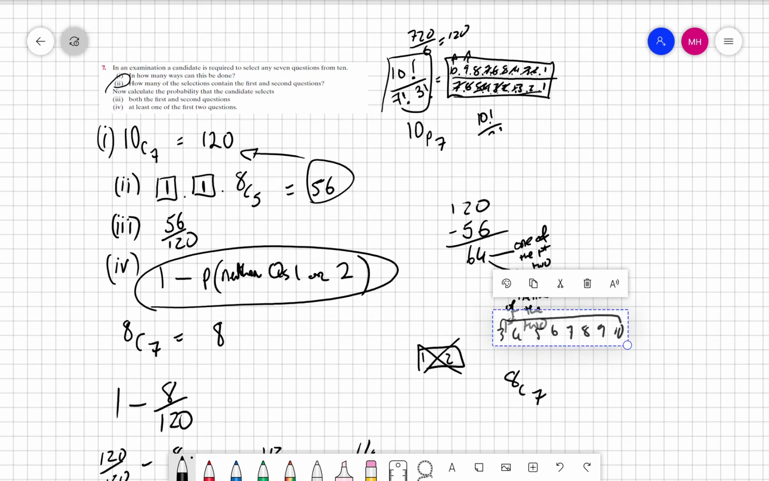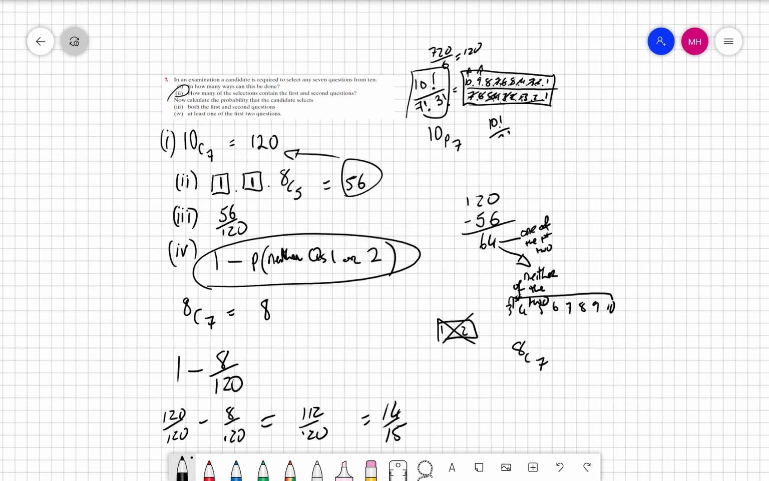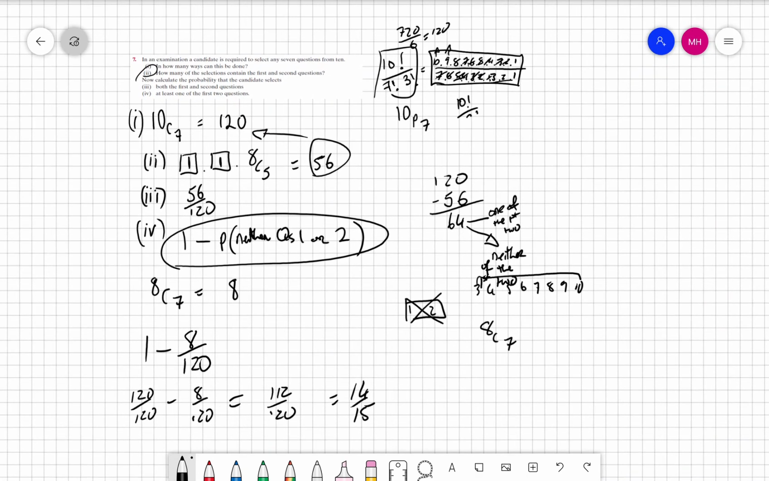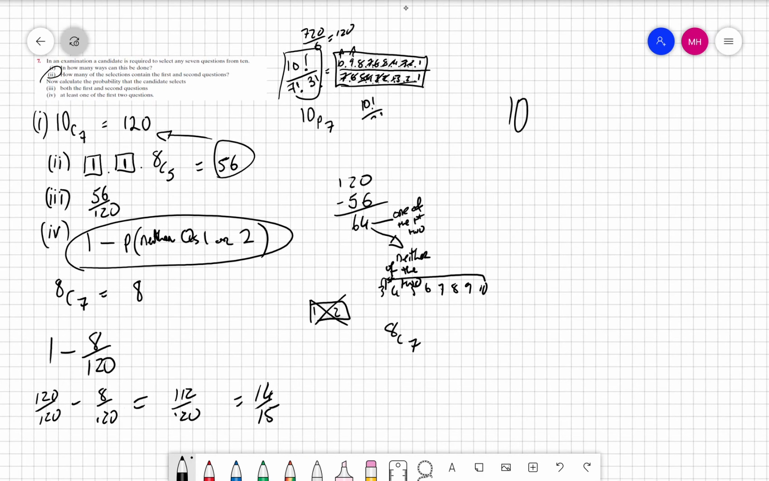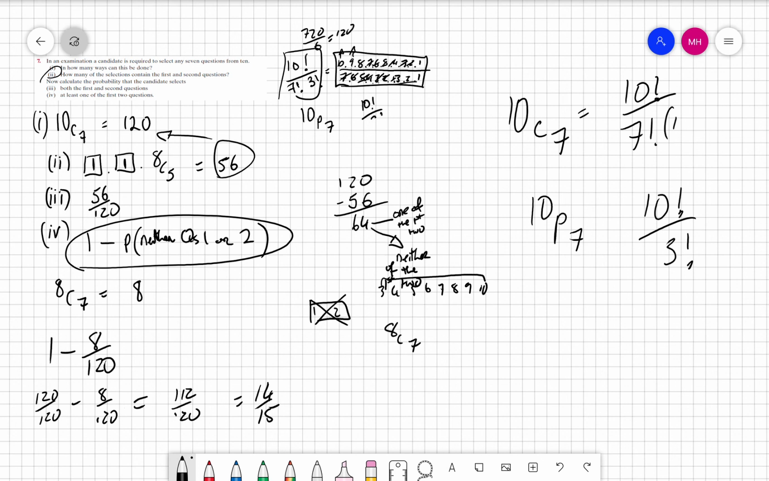So I went off on a bit of a tangent there at the start, but no harm to understand what these buttons are doing. Just to say that again, 10C7 is going to be 10 factorial over 7 factorial by 3 factorial, and 10P7 would be 10 factorial over 3 factorial. And if you're wondering where the 3 comes from, the 3 is 10 minus 7.